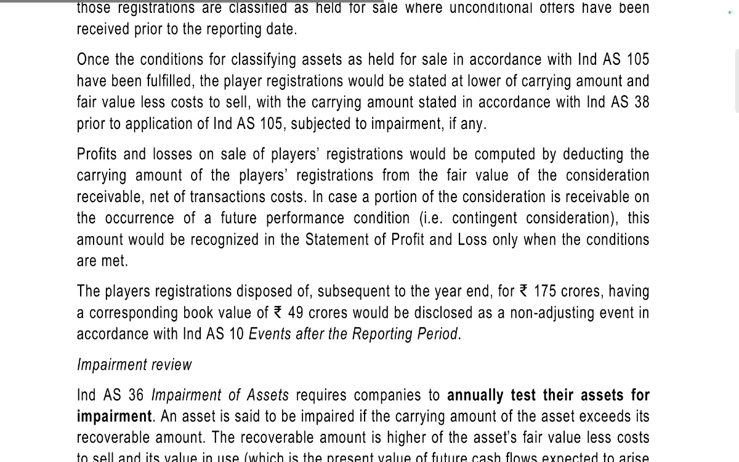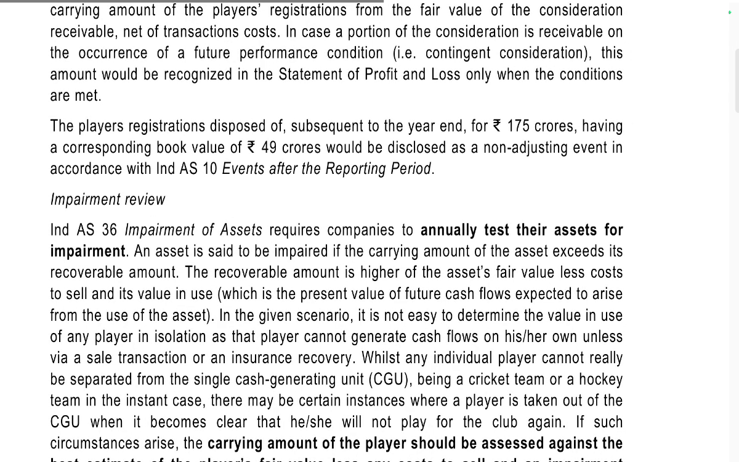if any. Profit or loss on sale of player registration would be computed by deducting the carrying amount of the player registration from the fair value of consideration receivable, net of the transaction cost. In case a portion of the consideration is receivable on the occurrence of a future performance condition, that is contingent consideration, the amount would be recognized in the statement of profit and loss only when the conditions are met. The player registrations disposed of subsequent to the year end for 135 crores, having a corresponding book value of 49 crores, would be disclosed as a non-adjusting event according to Ind AS 10, Events after the Reporting Period.